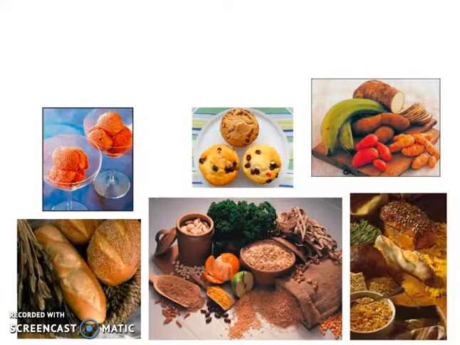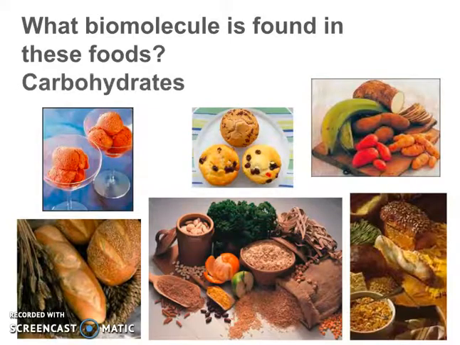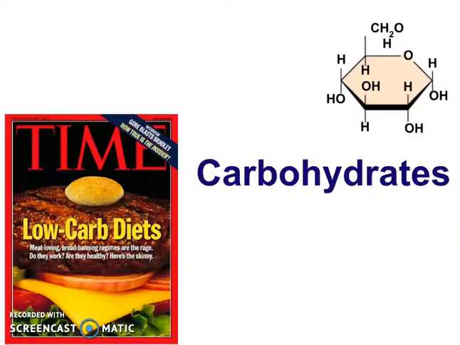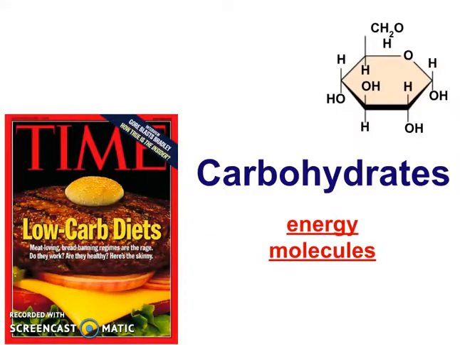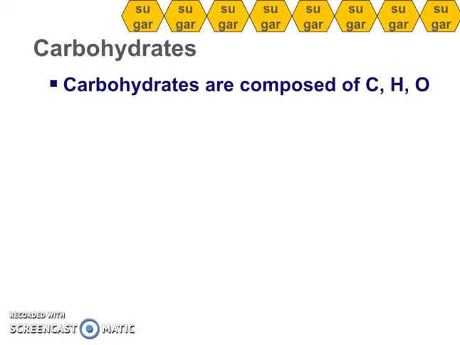All right, so now we get to the good stuff. So what do you think all of these foods have in common? They are all high in carbohydrates. So carbohydrates are actually super important in your diet. They're where you get energy, in particular short-term energy. And so you can't really live without some carbohydrate in your diet.